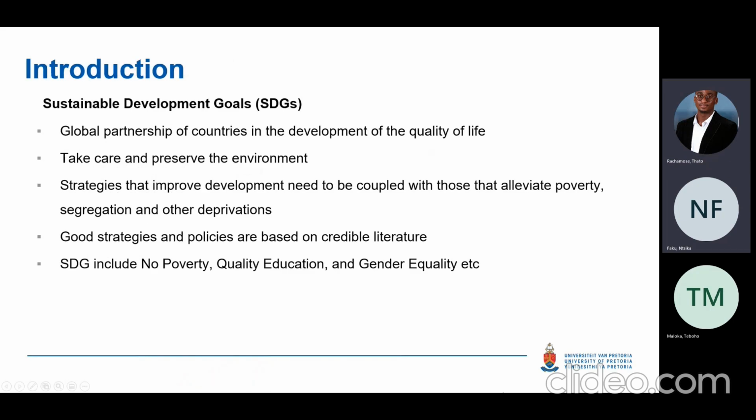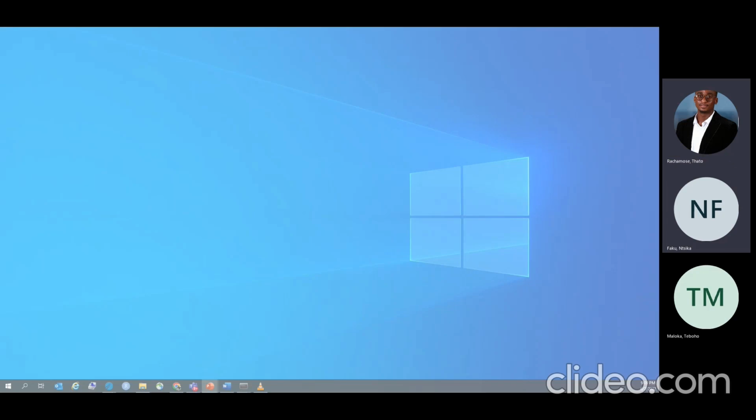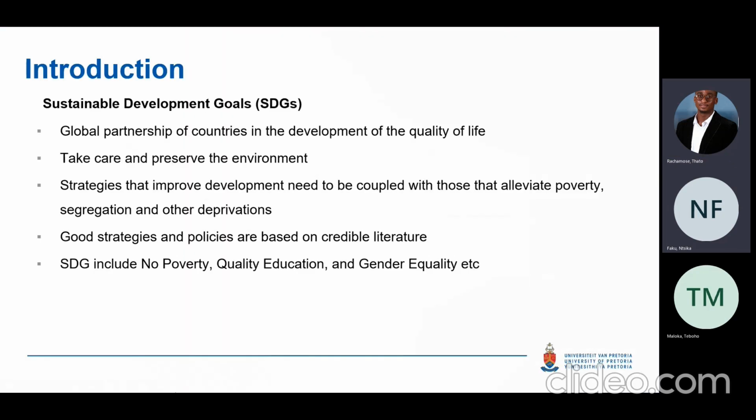Now, Sustainable Development Goals are a global partnership of countries in the development of the quality of life, whilst taking care of and preserving the environment. Strategies that improve development need to be coupled with those that alleviate poverty, segregation, and other deprivations. Good strategies and policies are based on credible literature. Some of the Sustainable Development Goals include no poverty, quality education, and gender equality, etc.